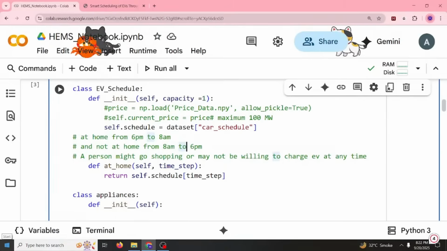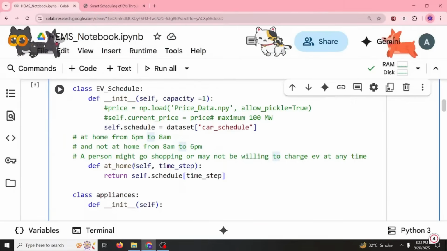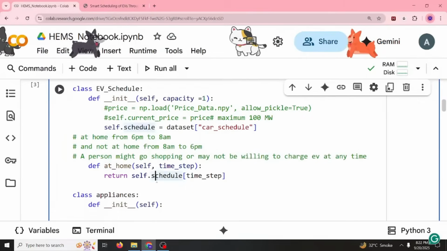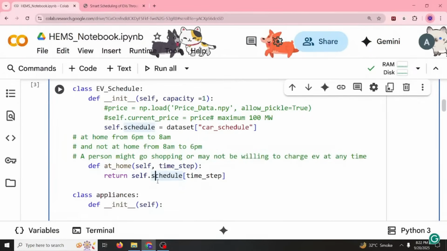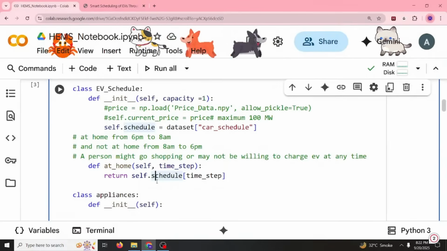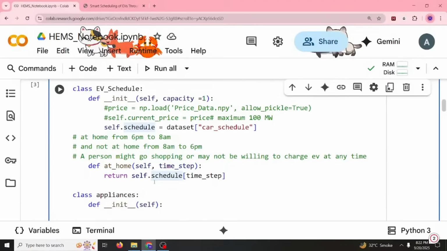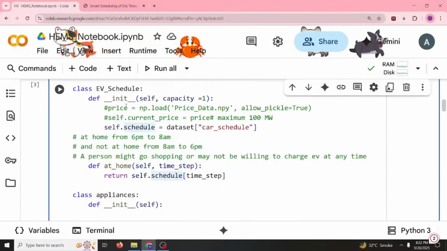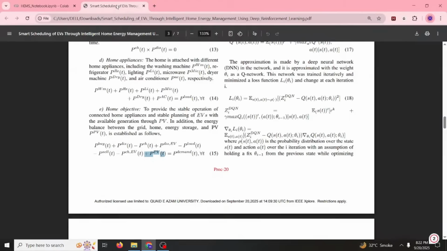So if you have any questions or anything, I will go with this explanation. I will keep your questions, but I will answer those questions maybe in some other session. But mainly I will explain the code here. So this is how you will model the electric vehicle schedule.